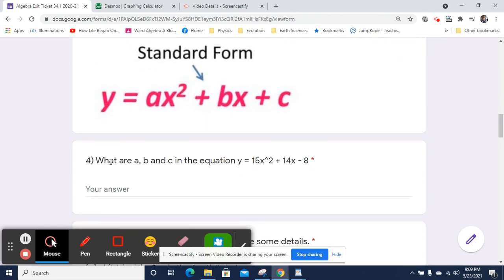And for number 4, I just want you to figure out what A, B, and C are in this equation. Well, A is the coefficient of x squared, and that is 15. So A equals 15. B is the coefficient of x, so that's going to be 14. And C is the constant, the standalone. So that says minus 8, so that means C is negative 8. And that is a good place to stop.